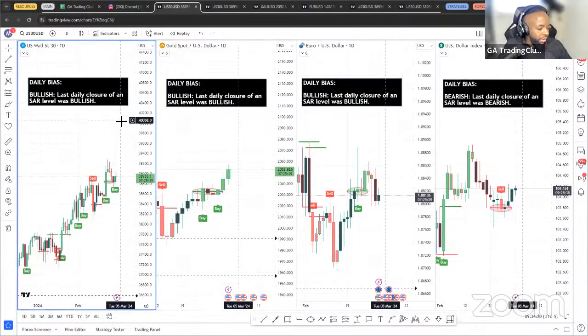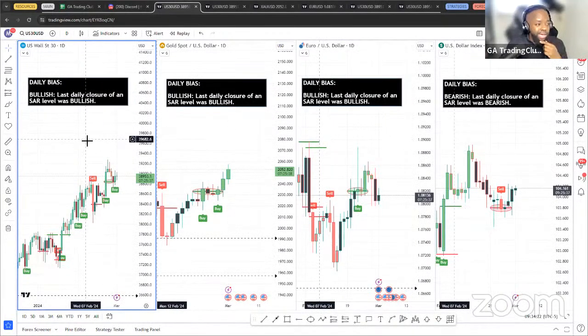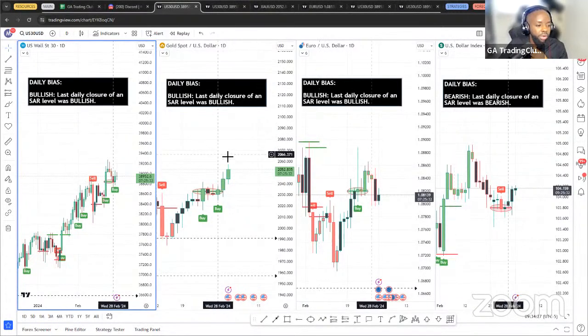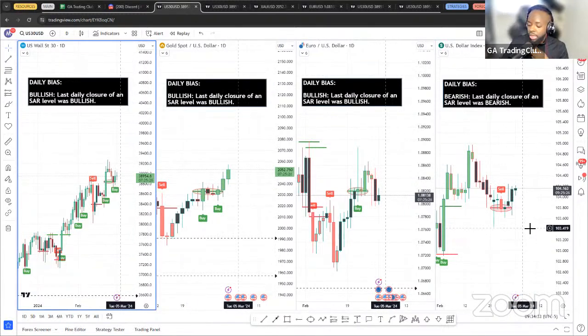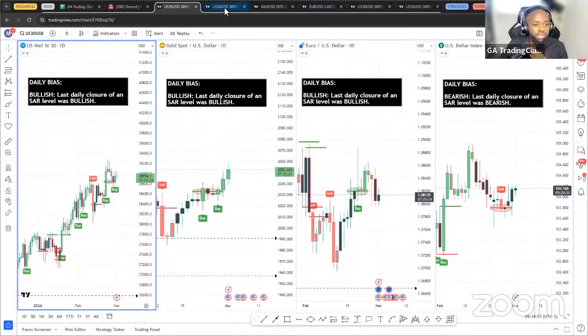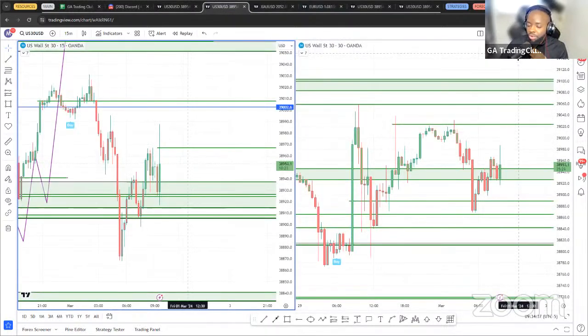Looking at the daily bias for US 30, bullish. Daily bias for gold, bullish. Daily bias for EU, bullish. Daily bias for the US dollar, bearish. Just as a reminder, on Fridays, I'm working on not trading on Fridays.